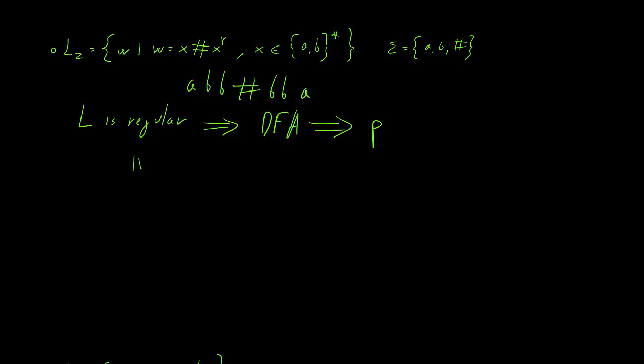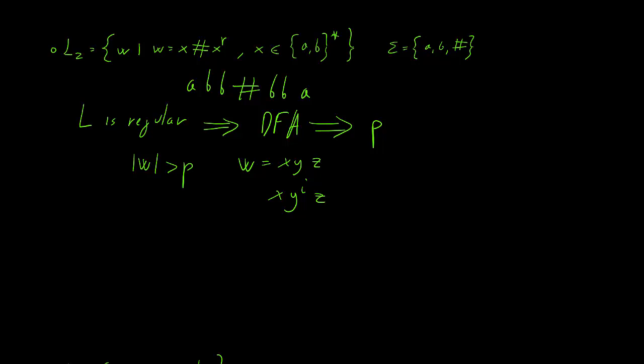Now, for each string in the language which is longer than P, you know that W can be decomposed into X, Y, Z, so that strings of the form x y^i z are still in the language, meaning that you can pump this y as many times as you want and still get a string in the language. We saw that before.